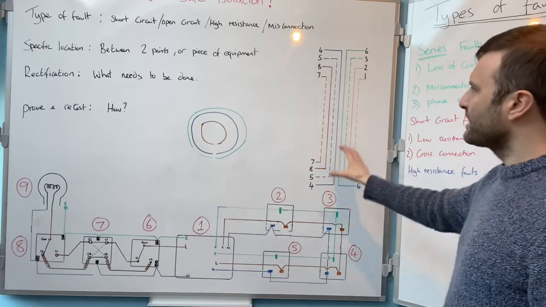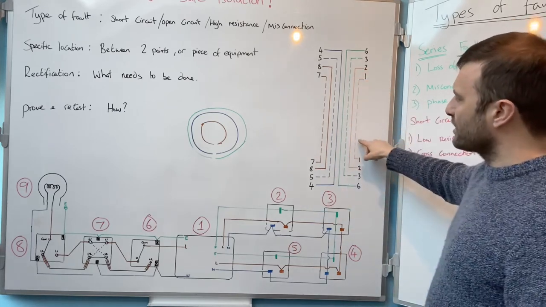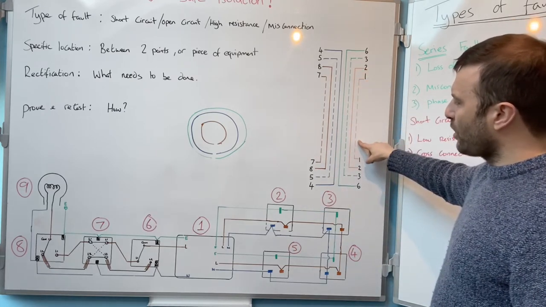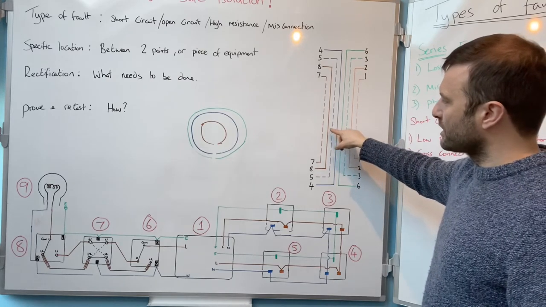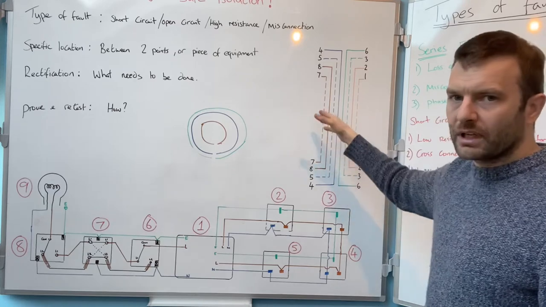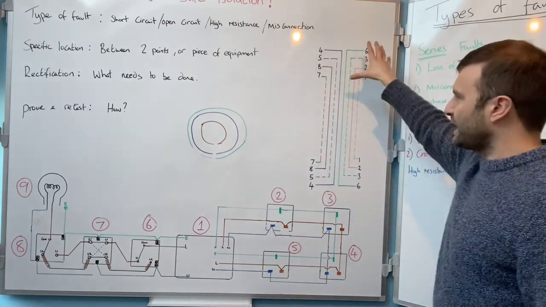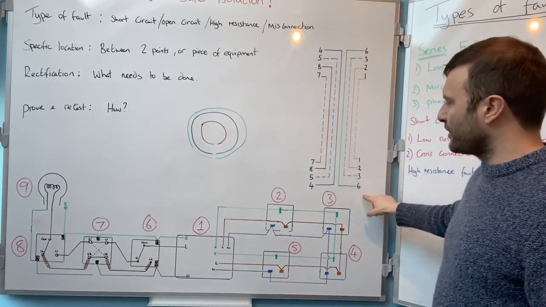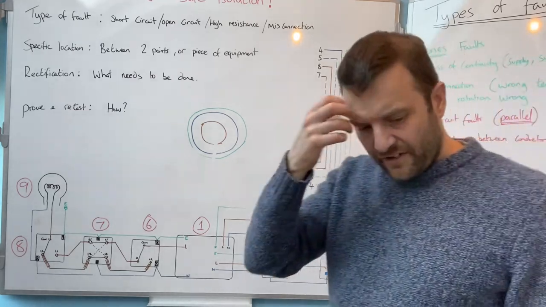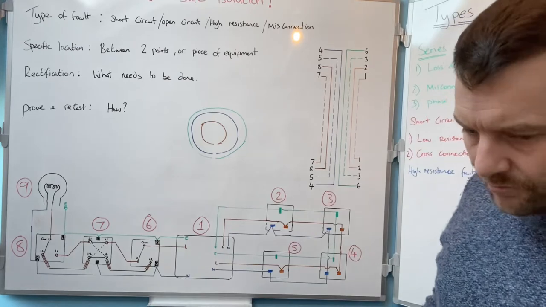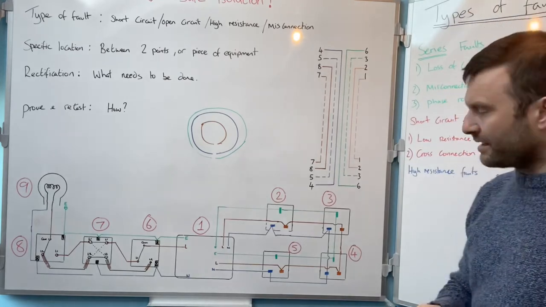I've tried to keep it simplistic, so all we've got here is orange and white, orange, green and white, green, blue, blue and white, brown, brown and white, okay? And I haven't drawn the connections that I've run, all I've done is numbered them, okay? Now, again, with this issue, all you're going to be testing is end to end.